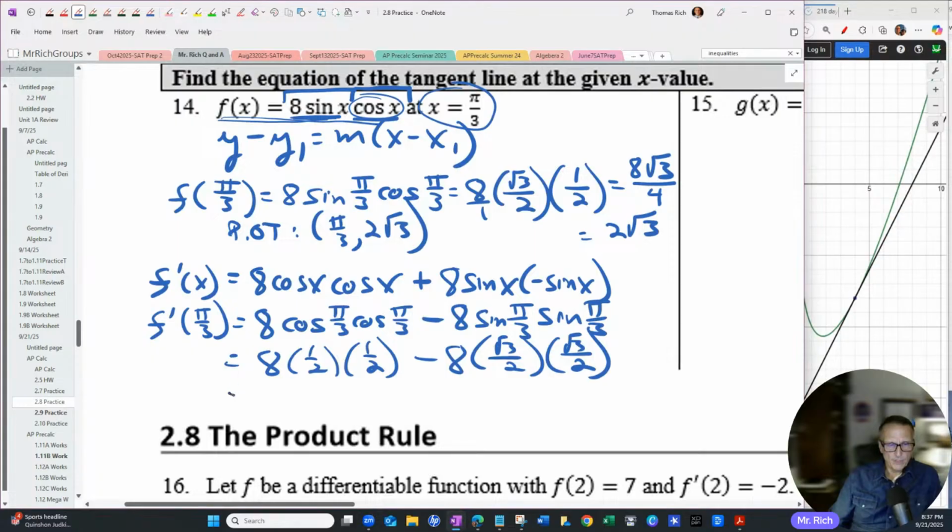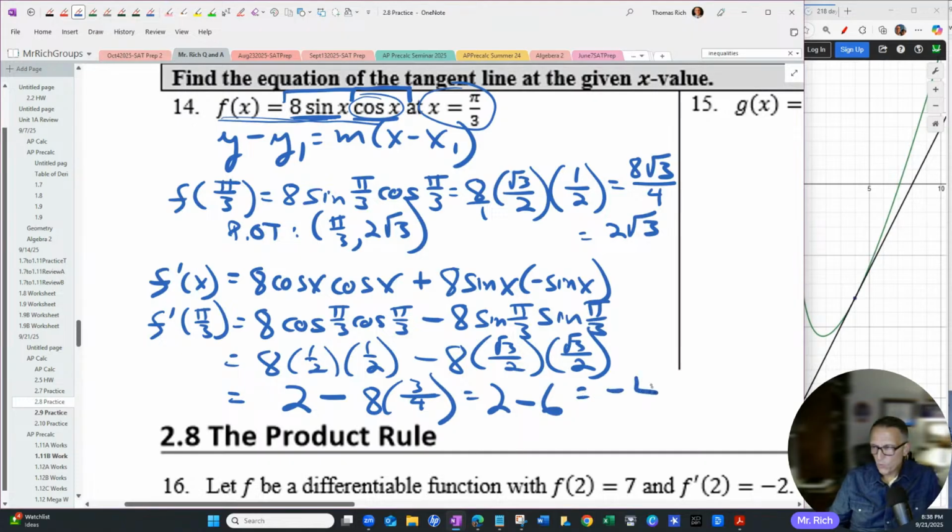Well, let's go ahead and do our math here. This is going to be 8 times 1/2 is 4 times 1/2 is 2 minus 8. Well, root 3 times root 3 is 3, and 2 times 2 is 4. So it looks like it's going to be 2 minus 8 times 3/4, which would be 2 minus 6, which would be negative 4, like that.